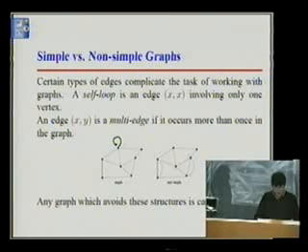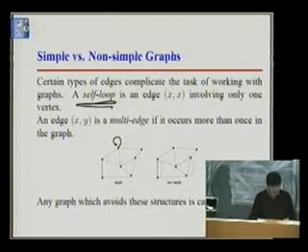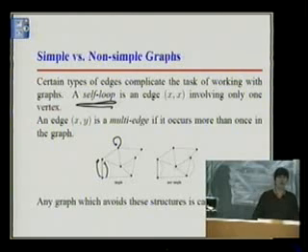Sometimes it's like the question of, is there a path to drive from me to myself? I might have an edge that goes directly from myself. An edge from me to me is called a self-loop. There may also sometimes be more than one edge between two vertices.